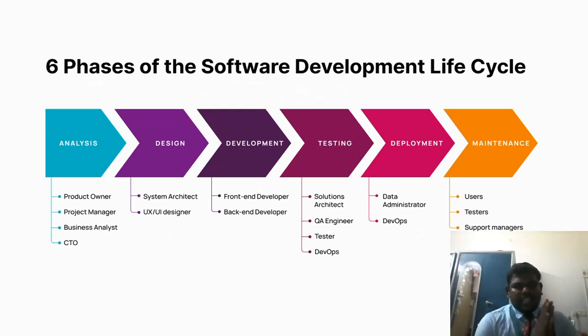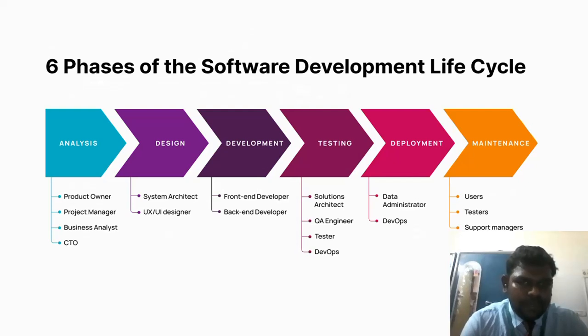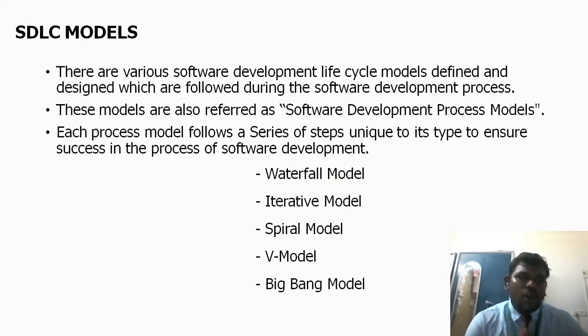These are the 6 phases of software development life cycle. First phase is analysis, then design, then development, then testing, then deployment, and finally maintenance. These are the 6 phases of software development life cycle. These are 6 phases.